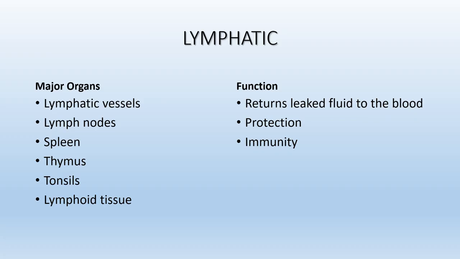The lymphatic system, the major organs are your lymphatic vessels, the lymph nodes, the spleen, the thymus, your tonsils, lymphoid tissue. The whole function of the lymphatic system is that, especially with blood, as it's traveling through the circulatory system, when it travels through the capillaries, some of this fluid does leak out. It has to.